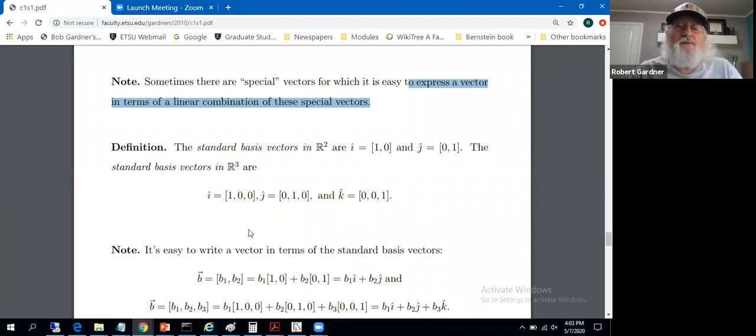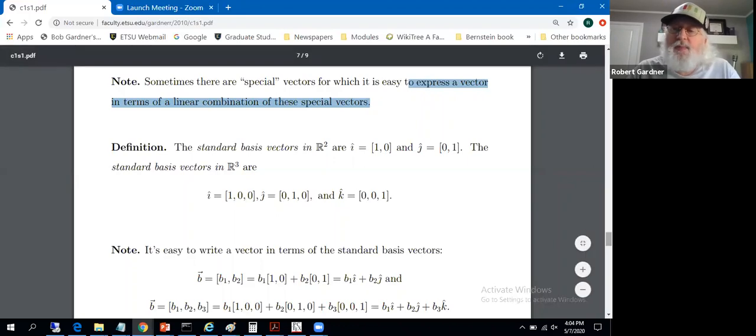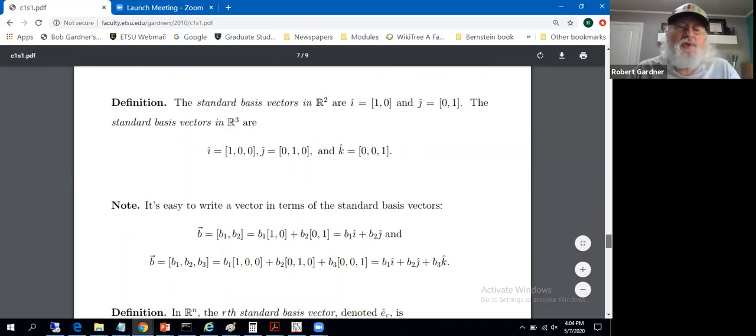In R4, we have 4 vectors. The ijk notation is pretty exclusive to just 2 and 3 dimensions, R2 and R3. But if we move to 4 dimensions, I bet you we have 4 vectors: a 1 followed by 3 zeros, 0, 1, 0, 0, 0, 0, 1, 0, if it's got 4 components, and then 3 zeros followed by a 1. More of that in a second. But these are defined as the standard basis vectors in R2 and R3, and as mentioned above, it's easy to write a vector in terms of the standard basis vectors.